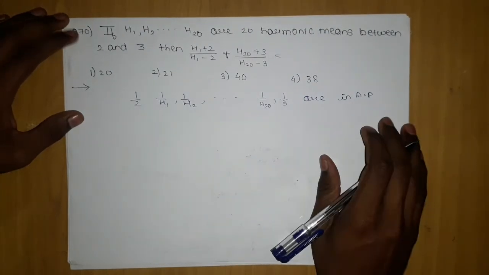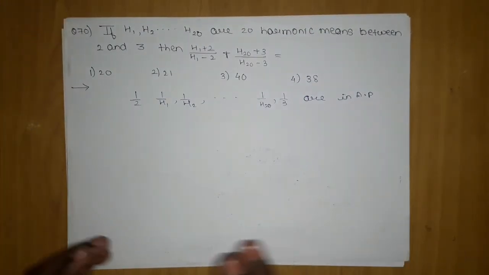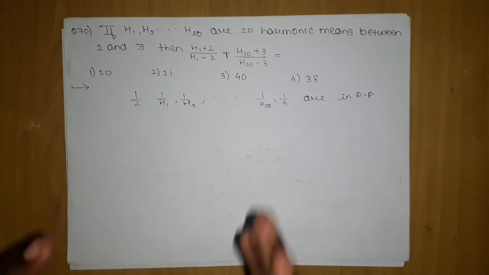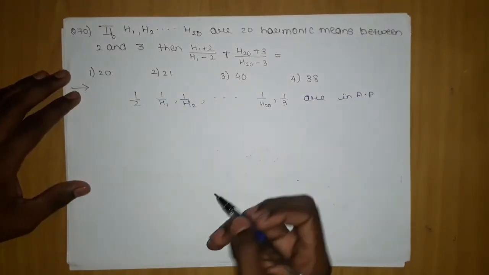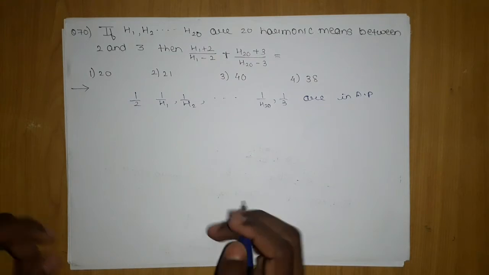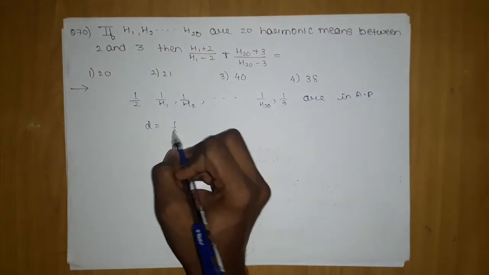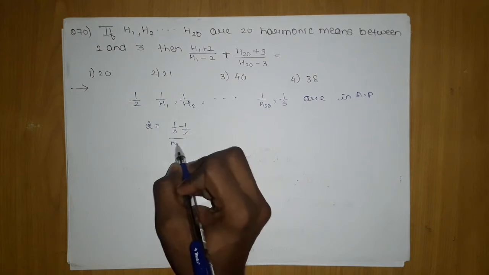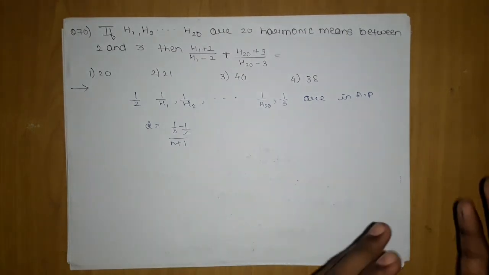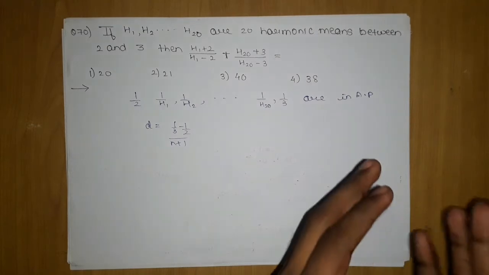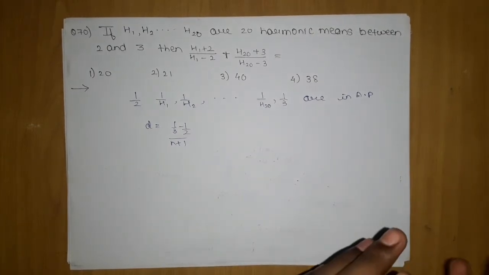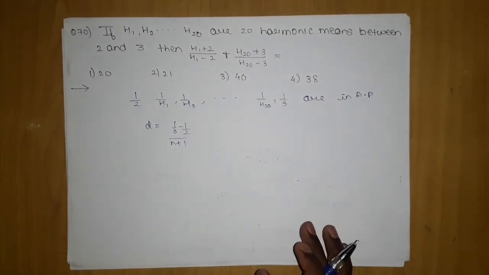No doubt, sir, you are very right. This is the very general approach. Now to solve this question, we have to find the D, which you will say is 1 upon 3 minus 1 upon 2 divided by n plus 1, where n is the number of terms inserted between the two terms, whether it is AP, GP or HM, harmonic mean. Doesn't matter.